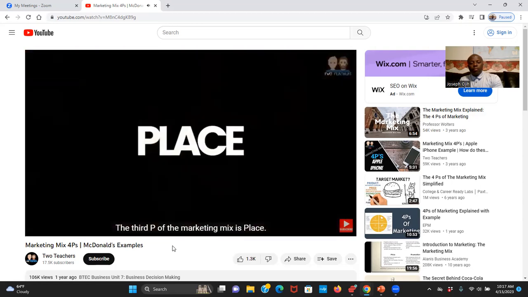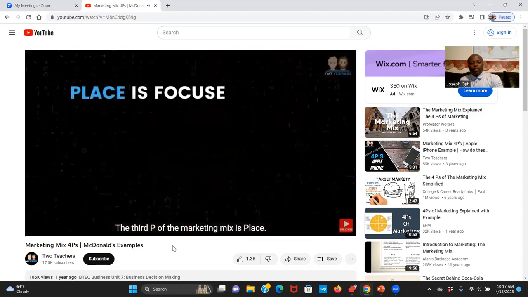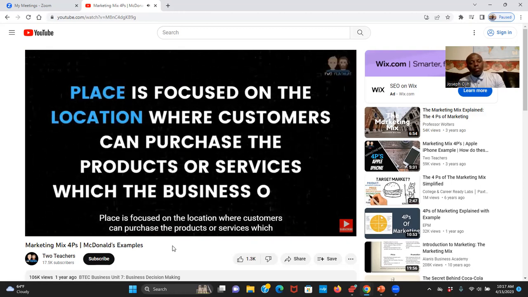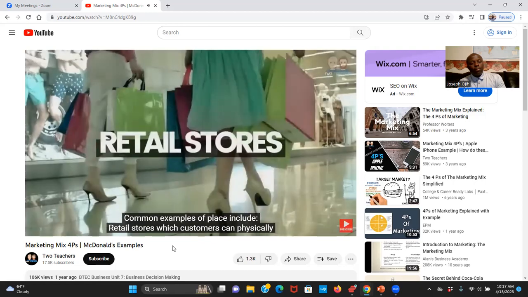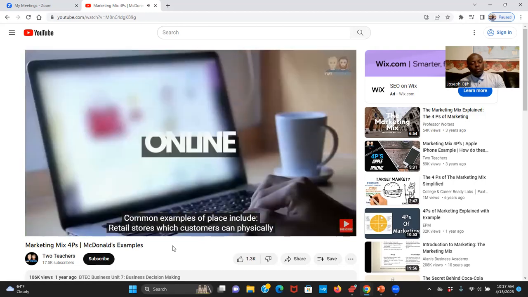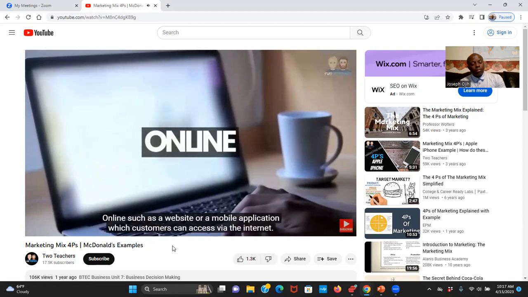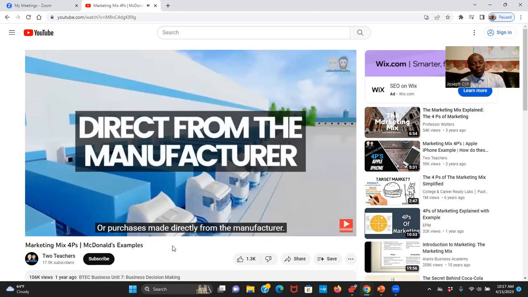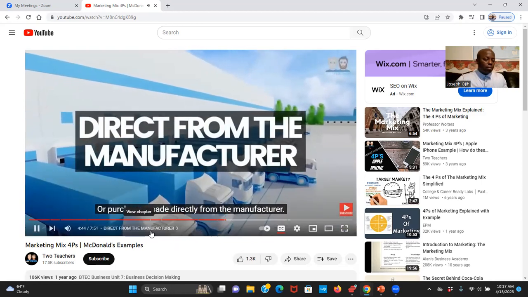The third P of the marketing mix is place. Place is focused on the location where customers can purchase the products or services which the business offers. Common examples of place include retail stores which customers can physically visit, online such as a website or mobile application which customers can access via the internet, or purchases made directly from the manufacturer.